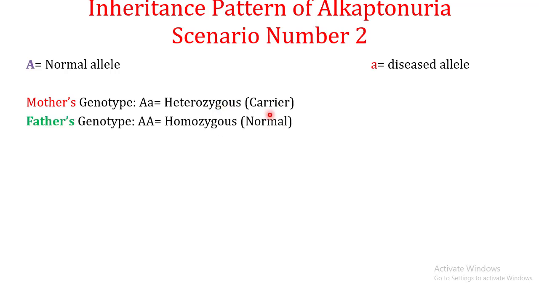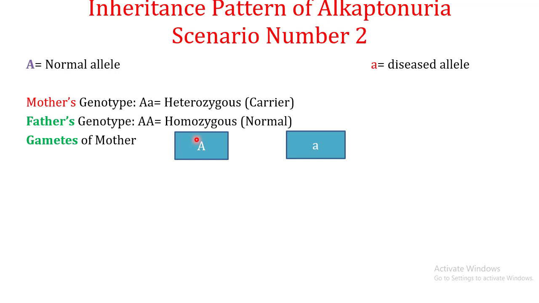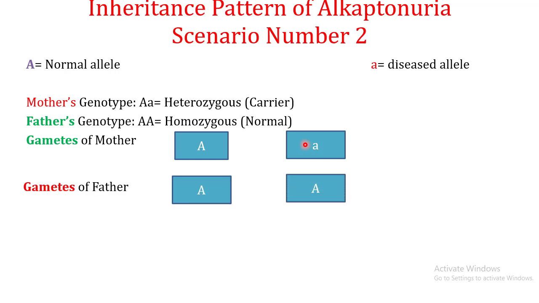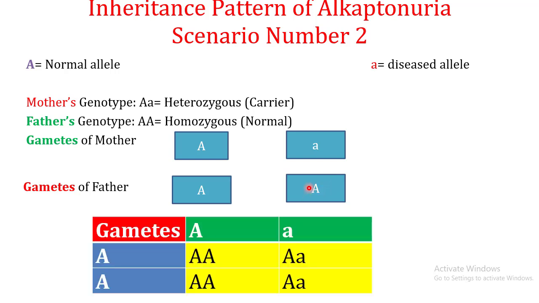And let us assume that the genotype of the father, he is homozygous normal, carrying both normal copies for the gene of the Alkaptonuria. Now, if you look at the gametes, the mother is going to make two types of the gametes. 50% of the gametes are going to carry the normal allele. 50% of the gametes are going to carry the diseased allele. If you talk about the gametes of the father, he is going to produce all of the gametes which would carry the normal allele.